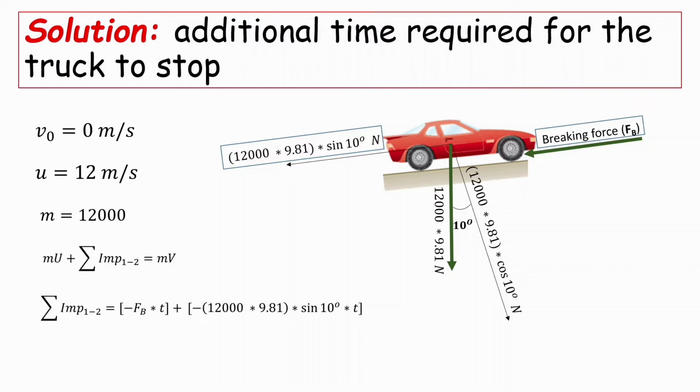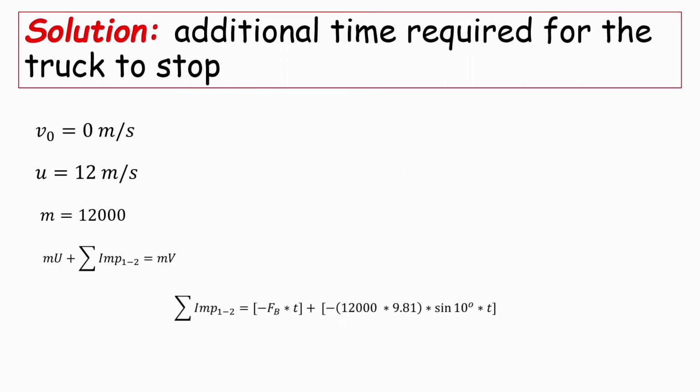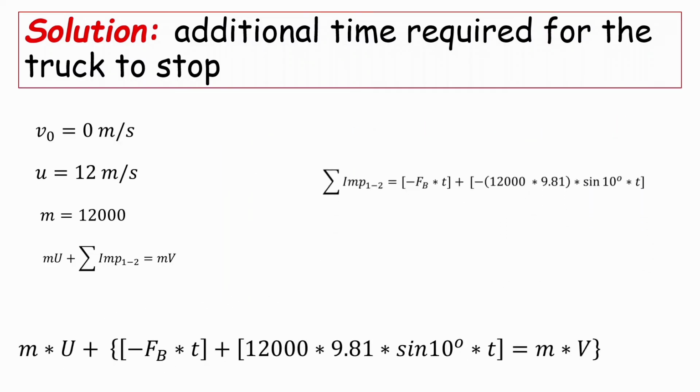For this case, we had just the braking force, and we had the component of weight that's acting in the opposite direction of the car. So if we take all that we've known into the basic equations, we have mass times initial velocity plus the impulsive force component is equal to the final momentum of the vehicle. Let's not forget that we've estimated our braking force to be 10,750 newtons earlier.